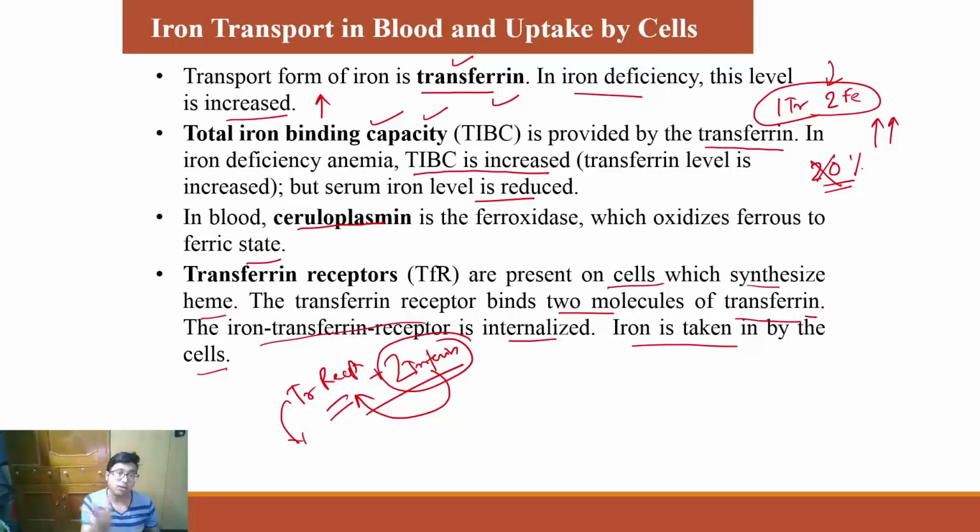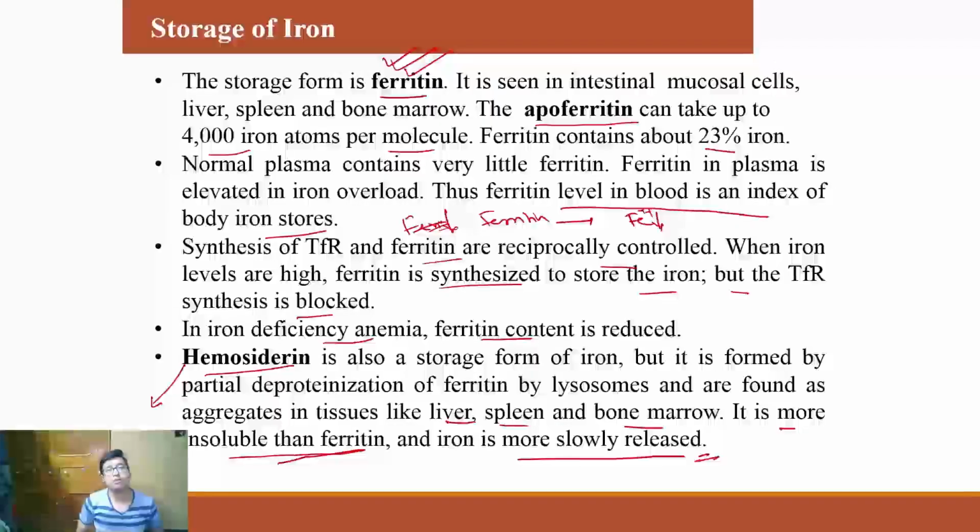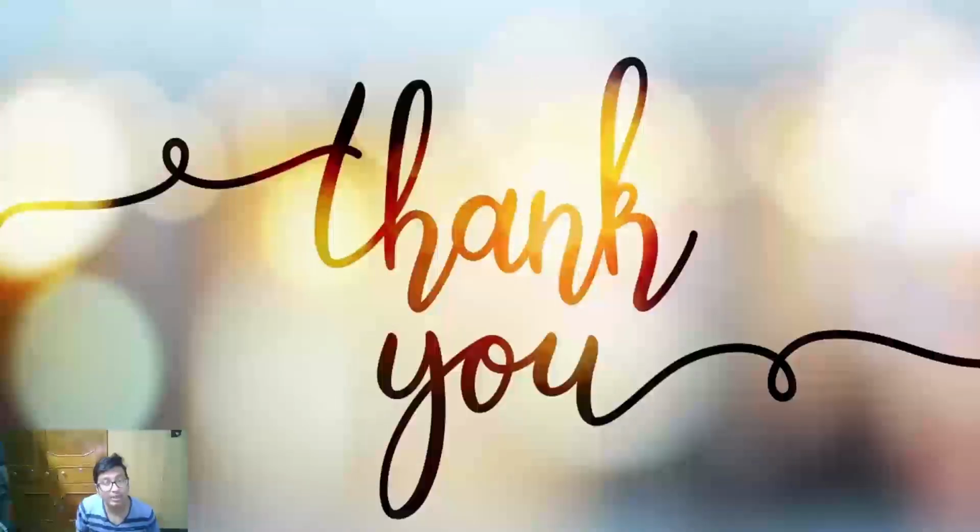We looked at how iron is transferred, what is transferrin, what is iron binding capacity, what is ceruloplasmin, and how exactly transferrin receptor helps to internalize iron. And lastly, we looked at the storage of iron. It is stored in the form of ferritin, and what is hemosiderin and how ferritin level relates with iron deficiency or iron overload. So I thank you all for attending this session.